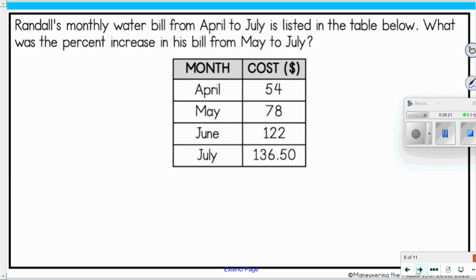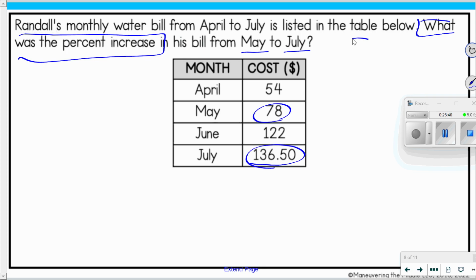Okay, our last one. The monthly water bill for Maple Giant is listed in the table below. What is the percent increase in his bill from May to July? So you need to make sure you're picking out the correct numbers. So I need May's number and July's number. I need to find that difference. 136.50, subtracting the 78, gives me 58.50.